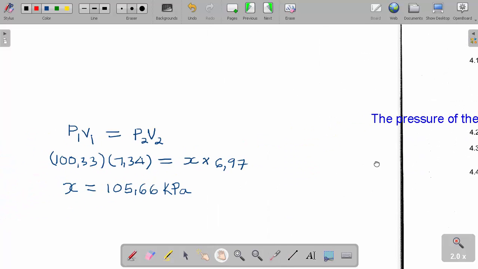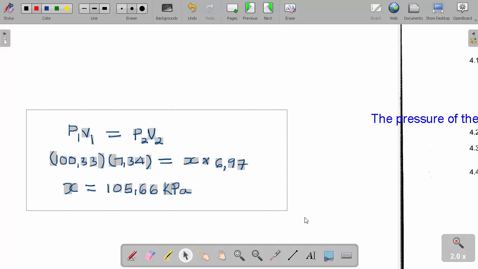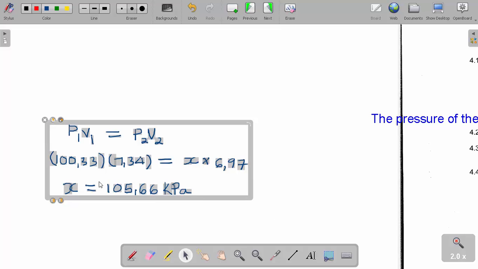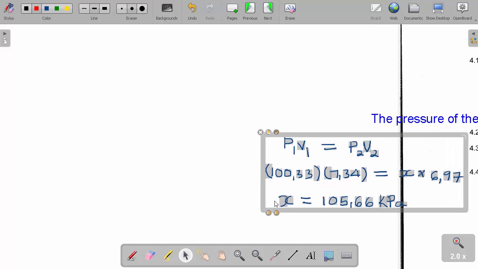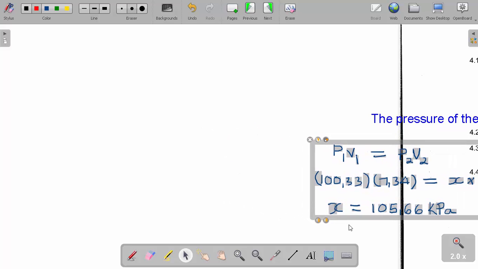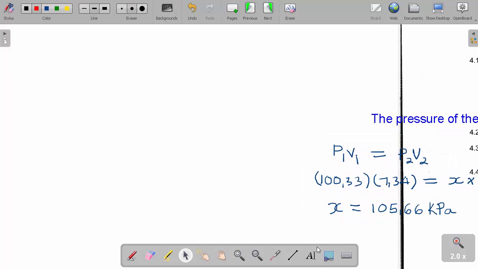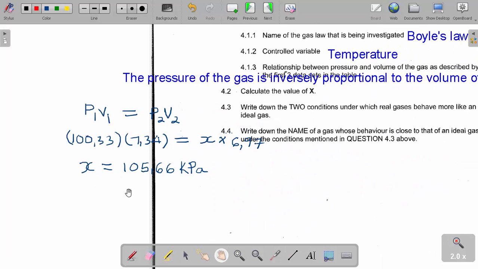Okay, so in this case P1 V1 equals P2 V2, whereby my P1, like you saw, is 100,33. What about V1? It is 7,34, equals P2, that's x which I'm looking for, times V2 which is 6,97. And indeed when I solve this, I get 105,66 kilopascals. Hope we are still together.